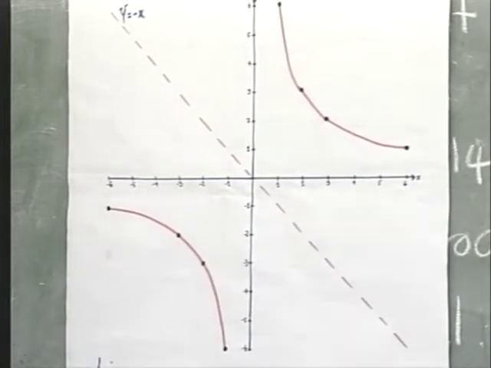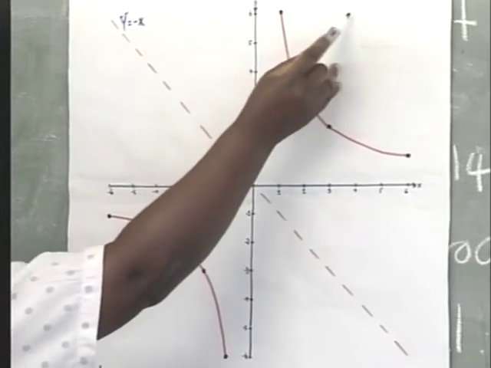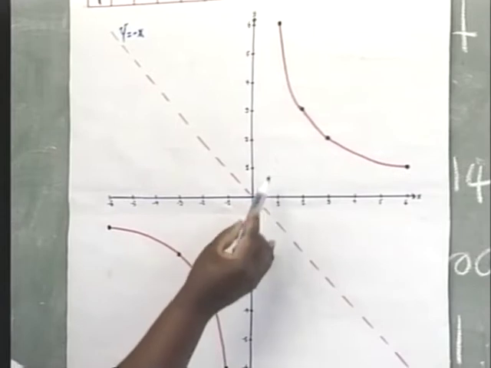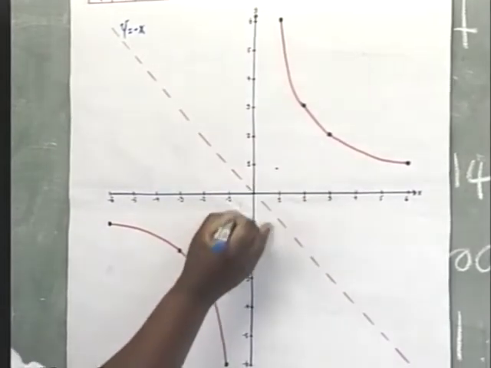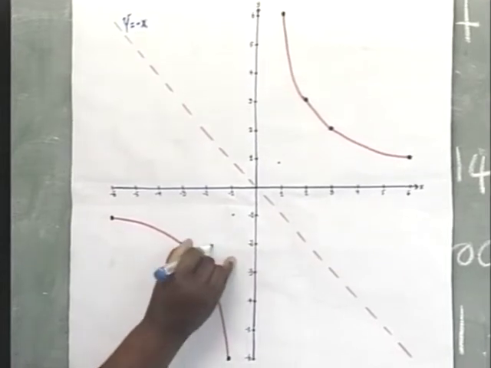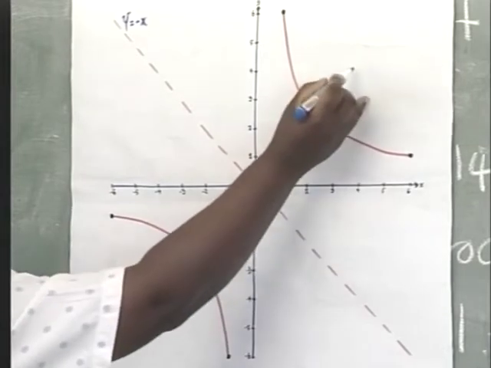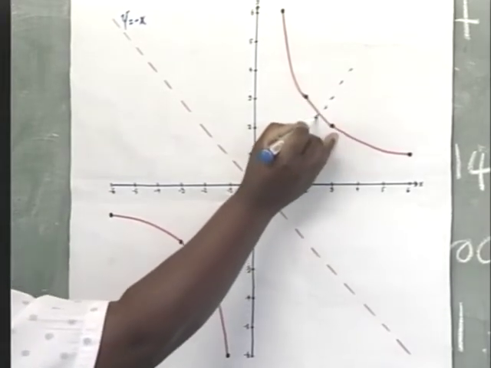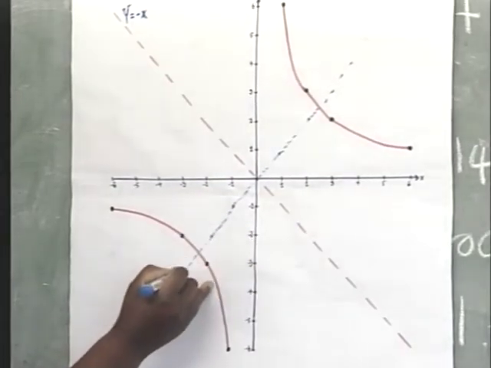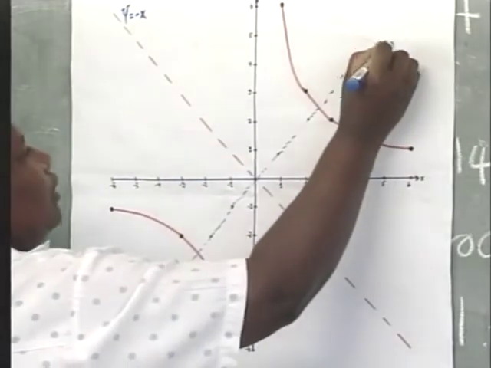There is another one, which is y equals x. Okay, that's the line y equals x. It's also a line of symmetry.